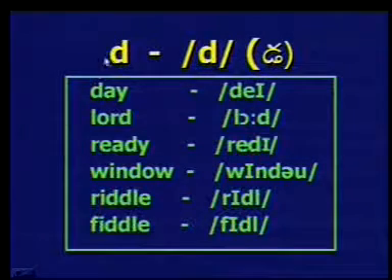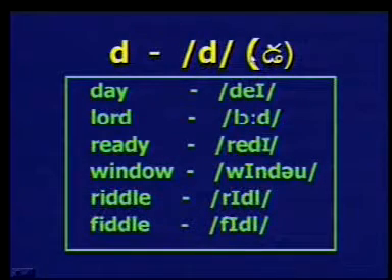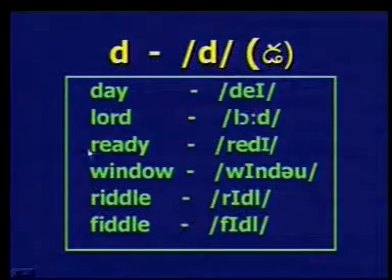That is represented by the letter D, and the symbol also is D. It is very easy to remember that way. It is like the Telugu sound D. Look at these words. D-A-I, D, Lord. There is no R over here. Whenever R is followed by any consonant, R is silent. It is not to be pronounced. We read it like Lord, ready.